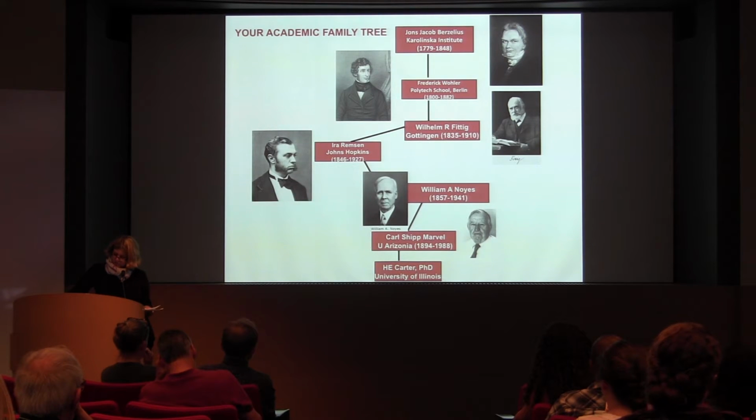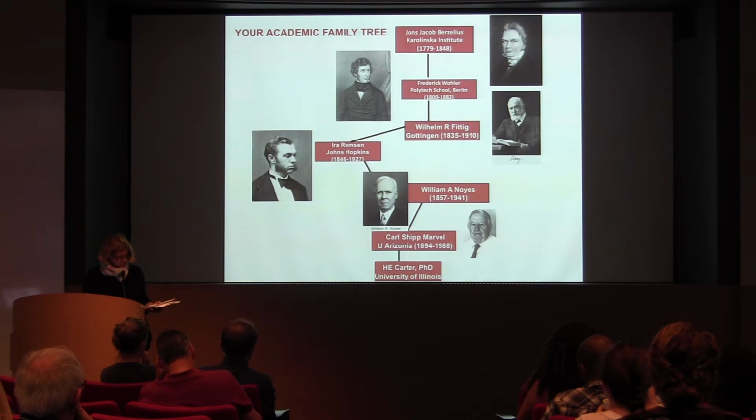He derived from William A. Noyes, who was a pioneering chemist at the University of Illinois, and he was a pioneer in determination of atomic weights. So back in the late 1800s and early 1900s. He derived from Ira Remsen, who was at Johns Hopkins and discovered the sweetener saccharin.